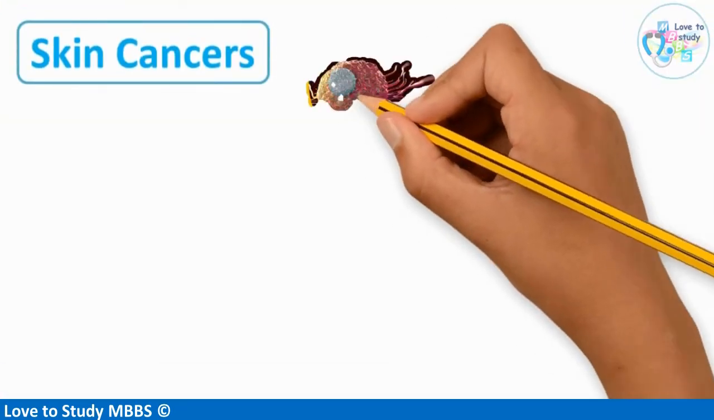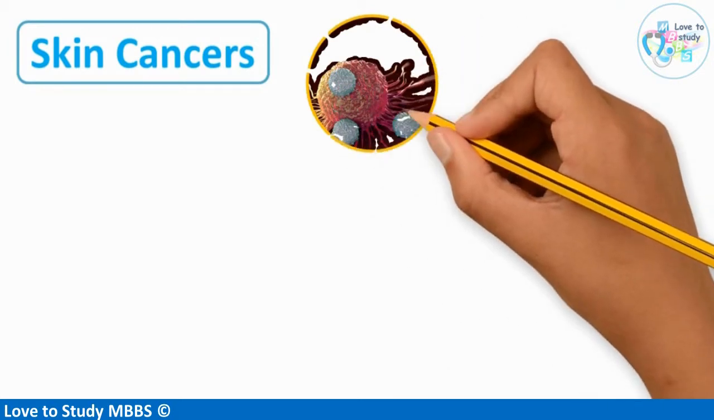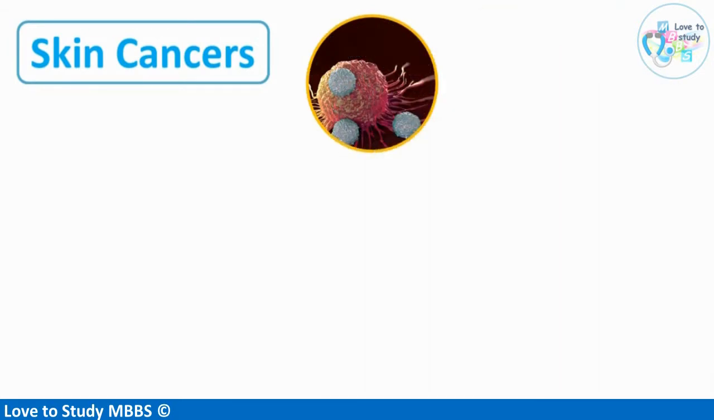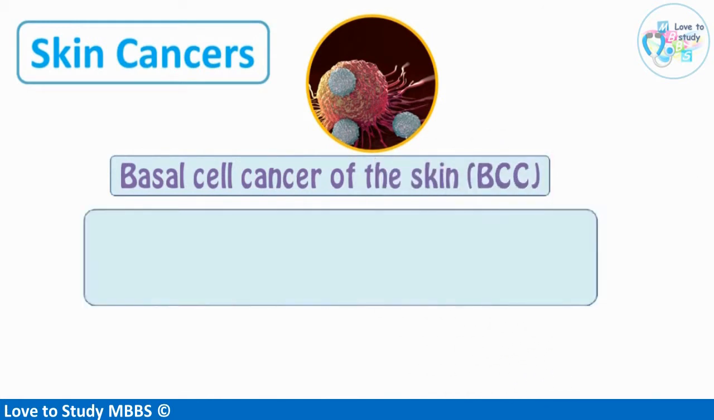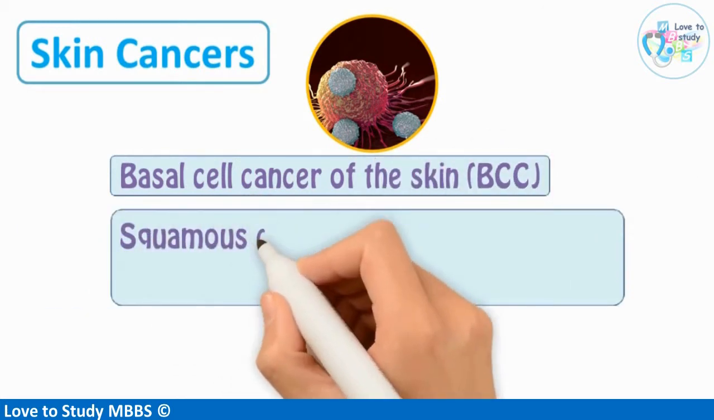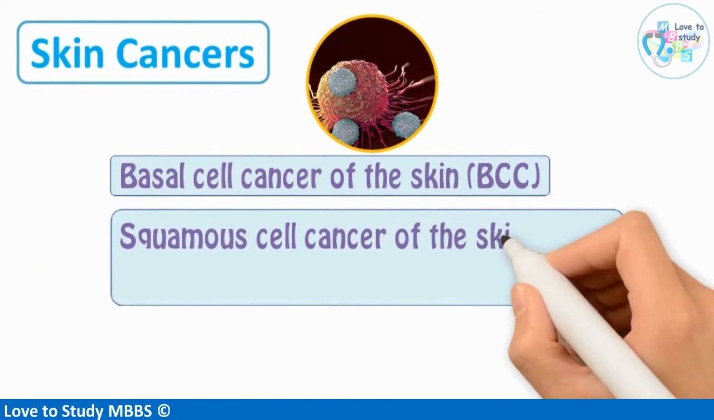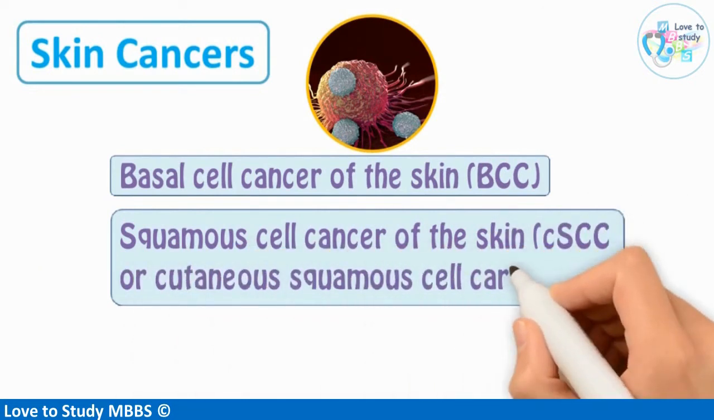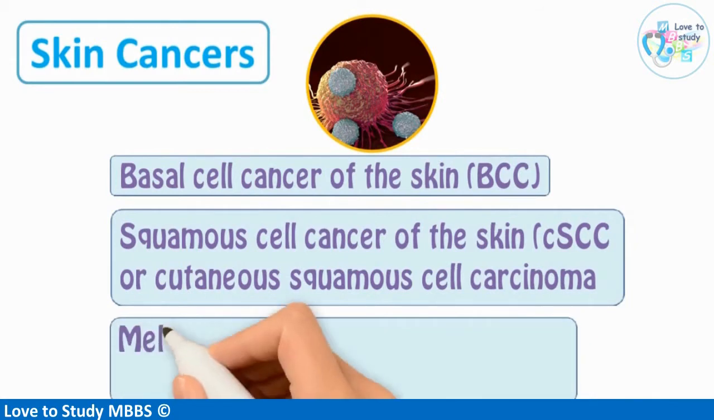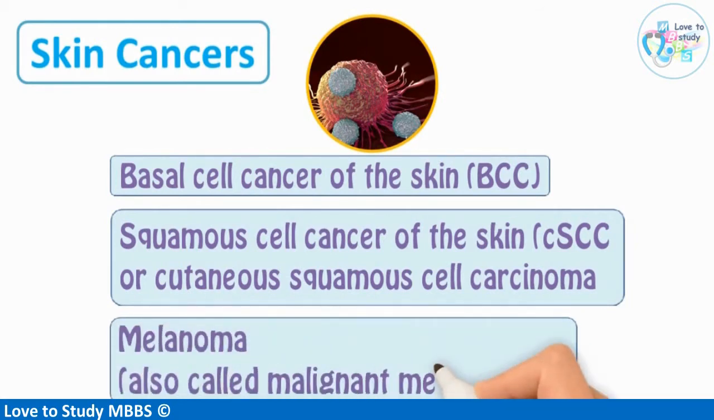Skin cancers. There are several types of skin cancer, but more than 95% of cases of skin cancer are one of three types, including basal cell cancer of the skin, BCC, squamous cell cancer of the skin, CSCC, or cutaneous squamous cell carcinoma, or melanoma, also called malignant melanoma.